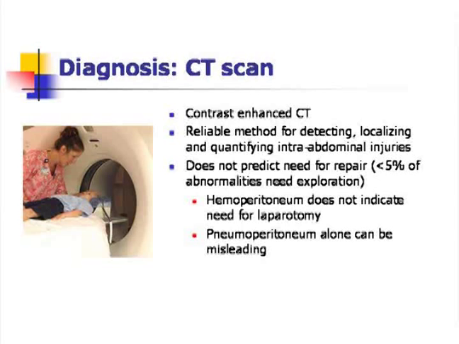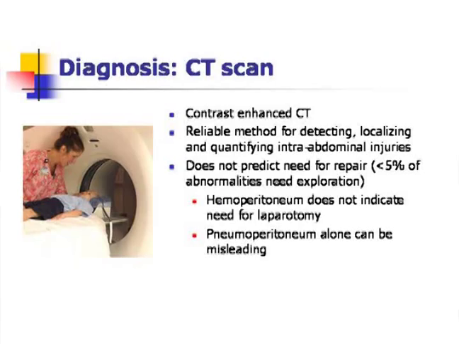The key thing, though, is it does not predict the need for repair, okay? Because everybody who has blood in their abdomen, that doesn't mean that you need an operation. This is one of the reasons why DPL went by the wayside in children, because if you had a positive DPL, you really didn't know what to do with it, because there was a tendency to manage more and more of these kids non-operatively. Now in the literature, they always say about 5% of abnormalities need exploration. I think it's probably less than that, and it might be the patients that we see.